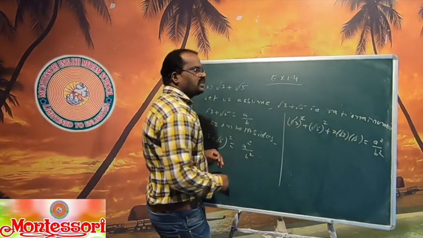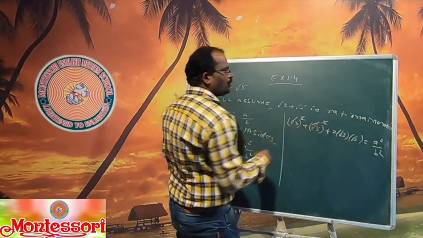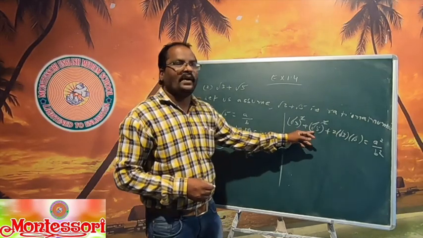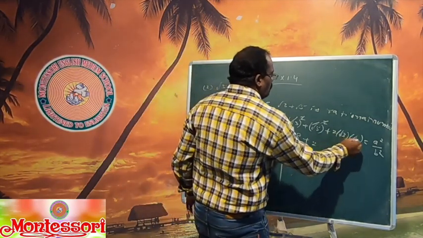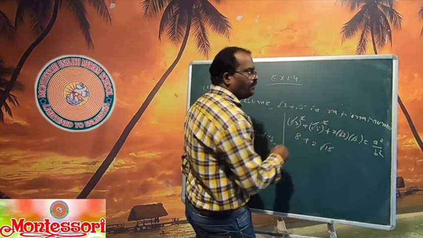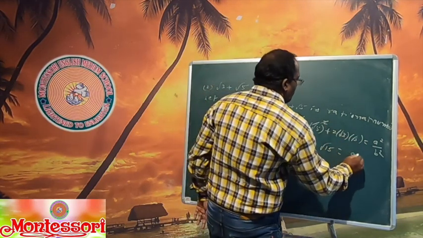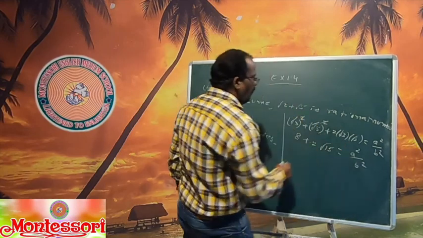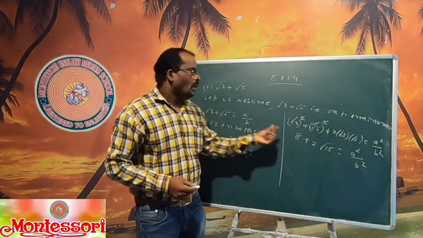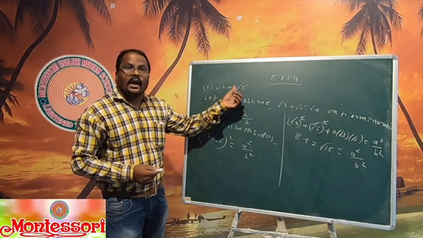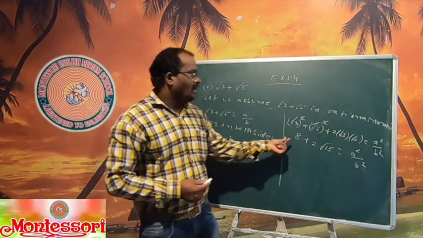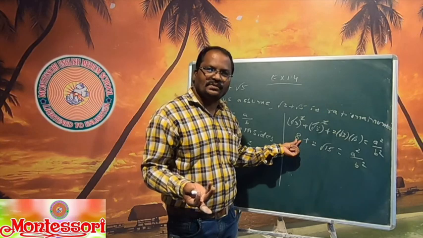Now the square and root cancel. Here also square and root cancel. Now 3 plus 5, how much? 8. 8 plus 2 into root 3 into root 5, root 15, is equal to a square by b square. Now you see what happened. Previously both terms were inside the root, but after calculation one term is left without root.